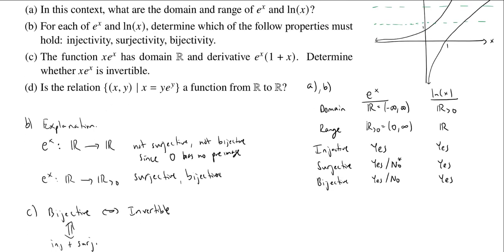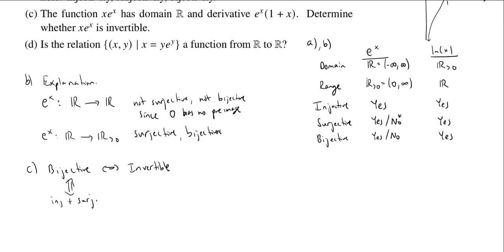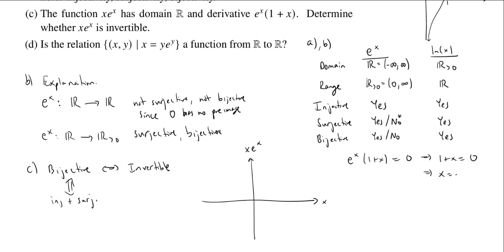Okay, so let's try to graph this function, and we'll use this derivative because derivatives can be used for graphing. So this is going to be x e to the x as our function, and I know the derivative is e to the x times (1 plus x). So where is the derivative 0? e to the x times (1 plus x) is equal to 0. Well, we know e to the x is never equal to 0, so this product can only equal 0 if 1 plus x is equal to 0. But that only happens if x is equal to -1.